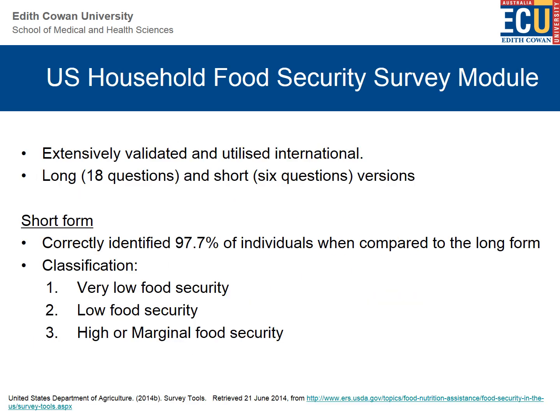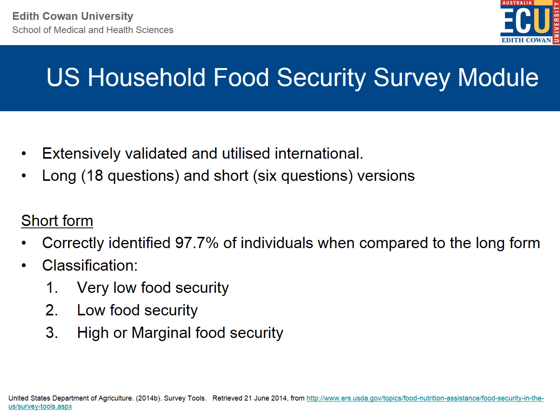The US Household Food Security Survey module was included in our online survey as an indicator of food security status. This module has been extensively validated and utilized both in the US and internationally. There is a long version that includes 18 questions and a short form that has 6 questions. We selected the short form to minimize respondent burden.